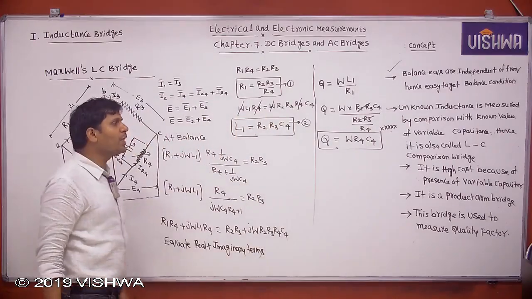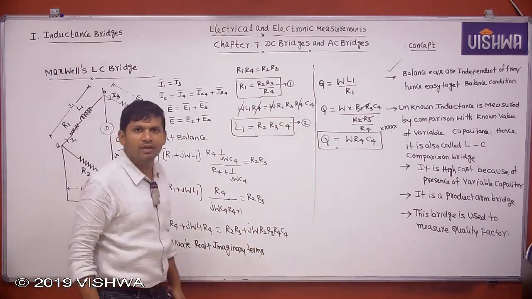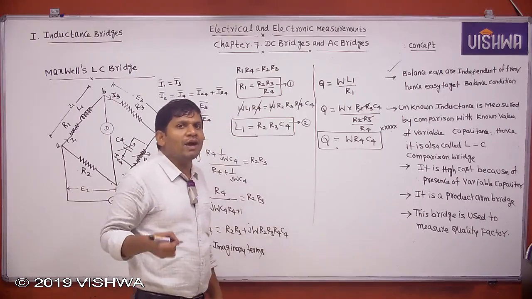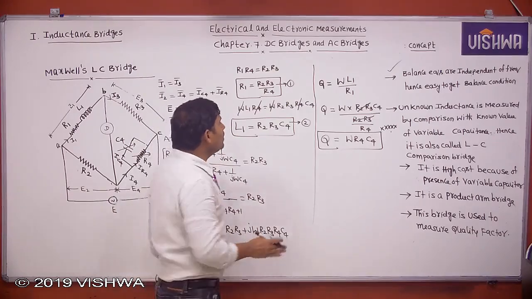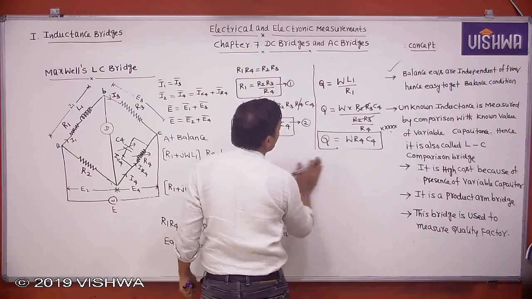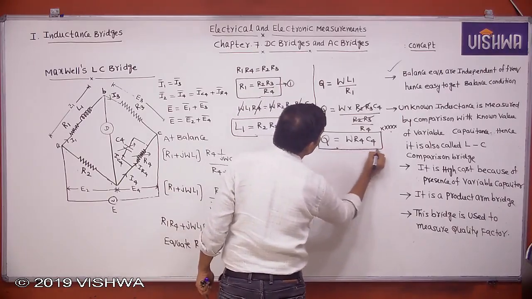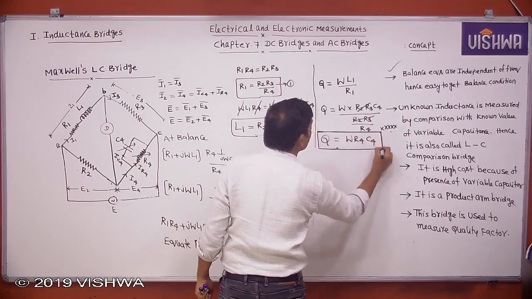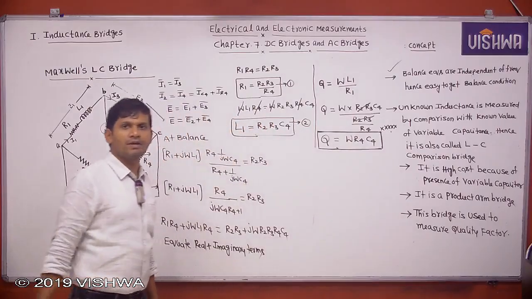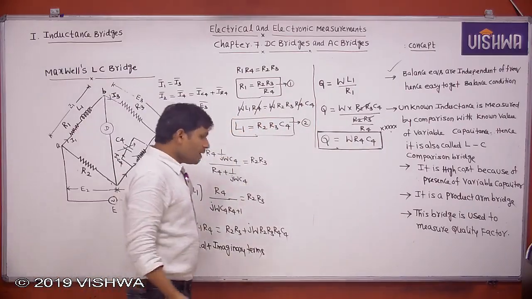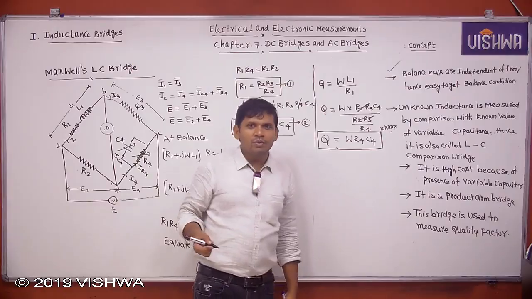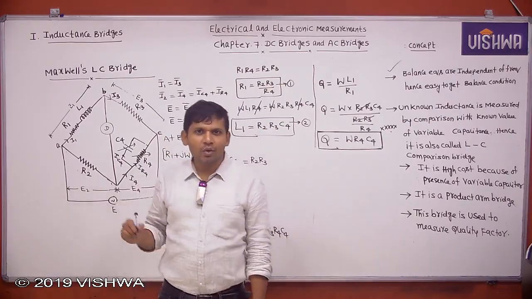Important formula. Direct formula is asked in competitive exams. What is the quality factor of unknown coil using Maxwell's LC bridge? Q equal to omega R4 C4. This is the quality factor measured. Okay. By using this bridge, we are measuring the quality factor, no doubt at all.